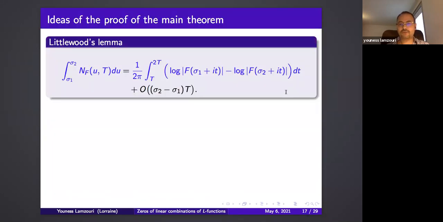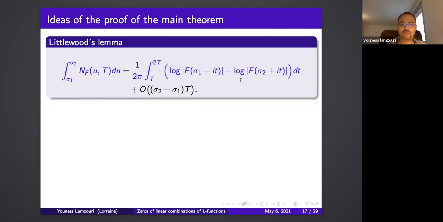Okay, so in the remaining part of the talk, I would like to discuss the main ideas of the proof. The starting point is Littlewood's lemma, which is a standard lemma for counting zeros, which tells you that the integral of N_f(u, T), the number of zeros to the right of u and up to height T, from σ1 to σ2, is up to an error term equal to this moment here, the difference of these two moments: the log of the norm of f(σ1 + it) and the same at σ2. And you have some error term, which is the distance between σ2 and σ1 times T. So this is the starting point. Of course, if you want to have information on the left-hand side, then you need an asymptotic formula for this moment, the difference of these two logs of the norm of the linear combination.